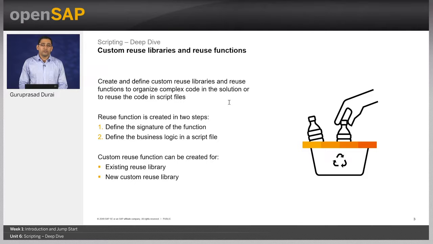Apart from the standard reuse library and reuse functions, partners or customers can create custom reuse libraries and reuse functions to organize complex code in the solution or to reuse the code in the script files. A custom reuse function is created in two steps: define the signature of the function, and define the business logic in the script file. The custom reuse functions can be created for the existing reuse library or for a new custom reuse library.